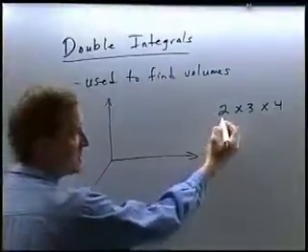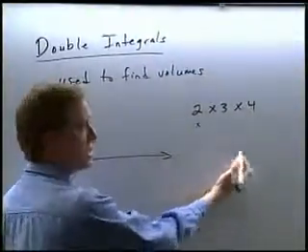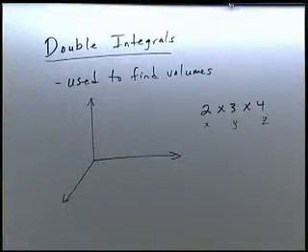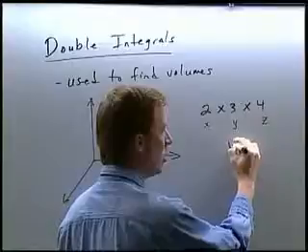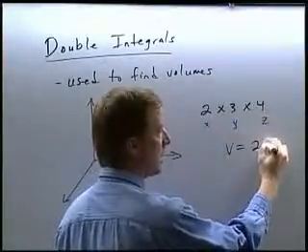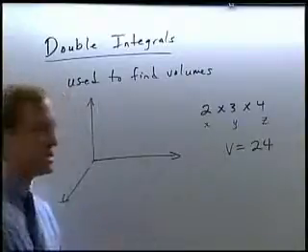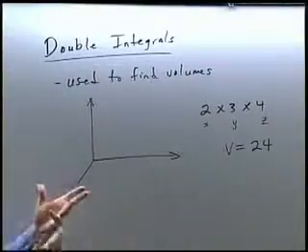We'll let this be the x coordinate or the x distance. This will be the y distance, and then this will be the height or the z distance. So just a 2 by 3 by 4 box. And we all know that the volume of this box is just 2 times 3 times 4. It's just 24 cubic units. I mean, there's no reason to do an integral on this, but I'll show you the process here. All right, how would we set this up as a double integral? What would it look like?